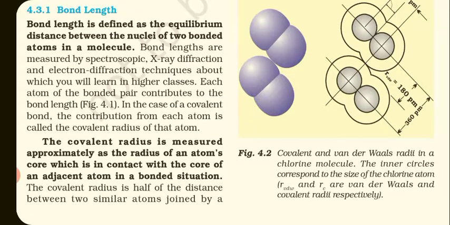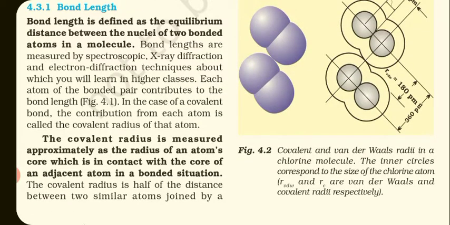As you can see in heading 4.3.1, what is bond length? Bond length is defined as the equilibrium distance between the nuclei. It is the plural of nucleus. Nuclei means two or more than two nuclei of two bonded atoms in a molecule.